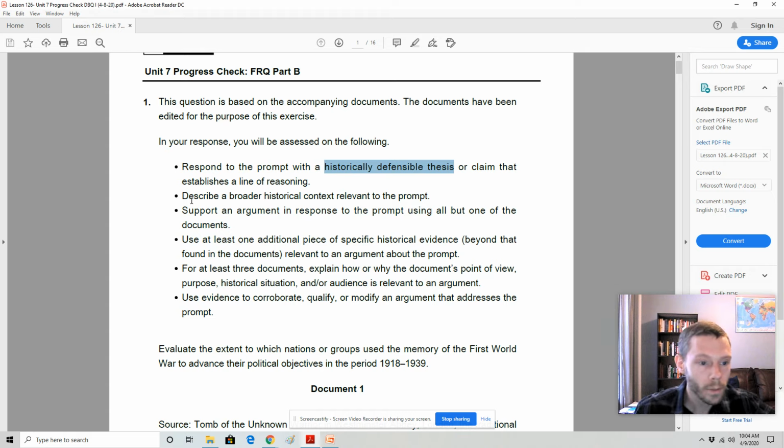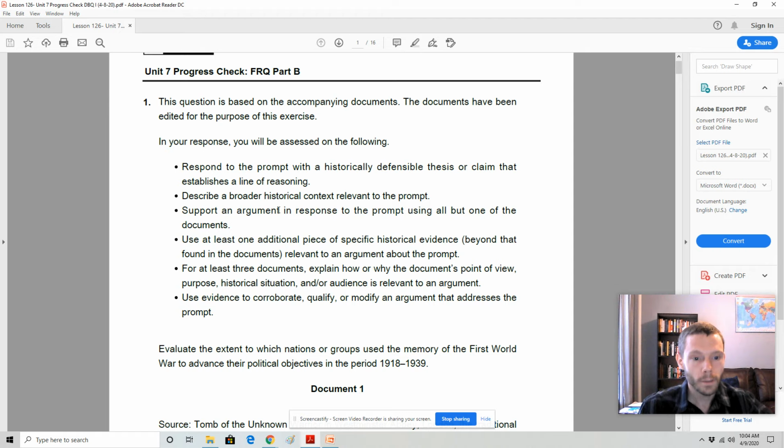Okay, so they want to look at a broader historical context. So this is where you want to be able to discuss things such as the Versailles Treaty. You'd want to look at the direct consequences of that treaty, the fact that Germany had to give up all of its colonies. They had to pay war indemnities to the French. You would want to look at the rapid industrialization of the Rhine Valley that the Germans did in the 1930s.